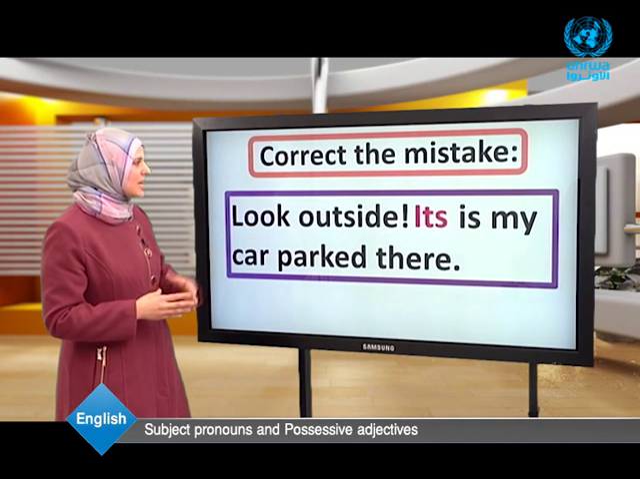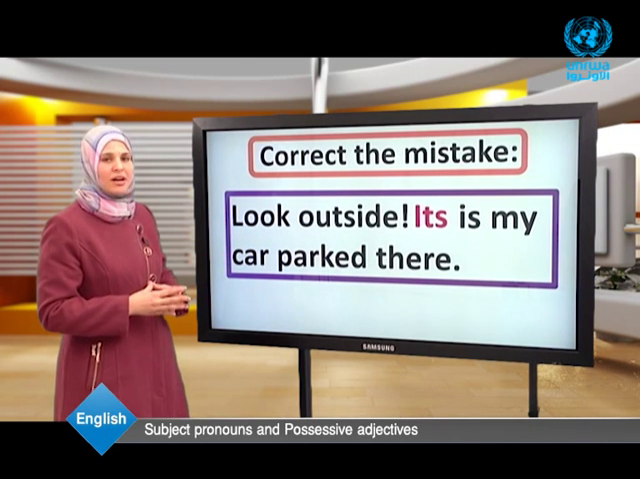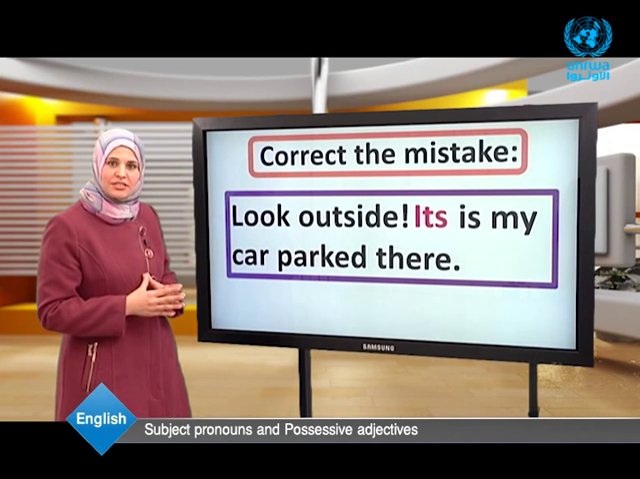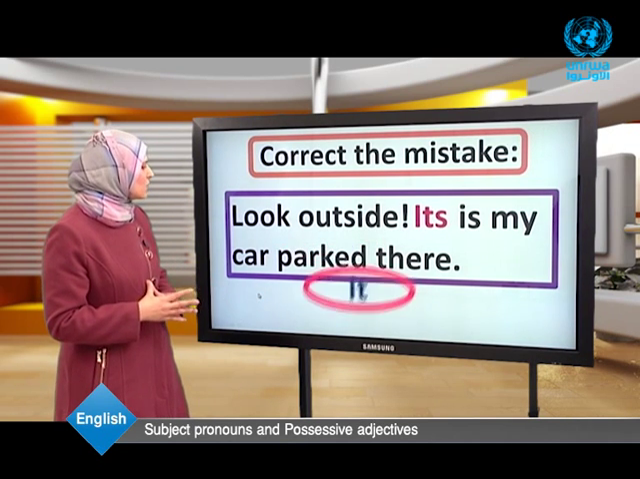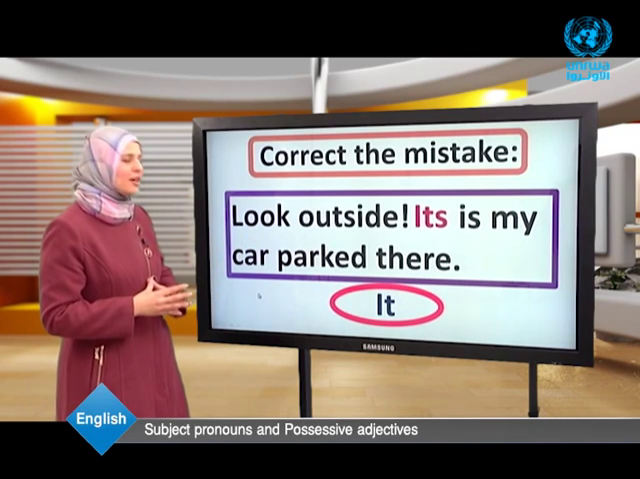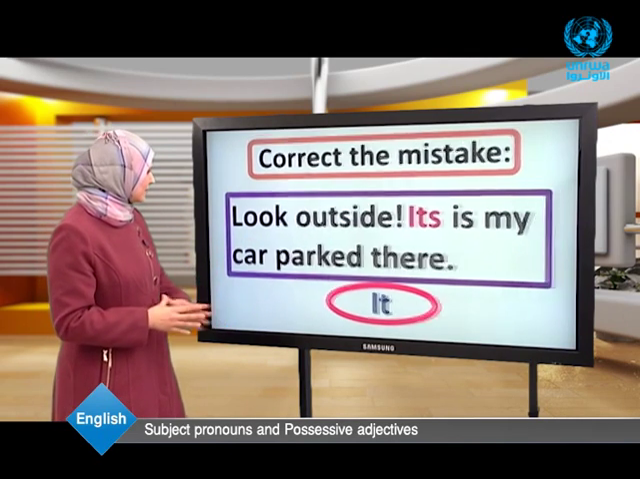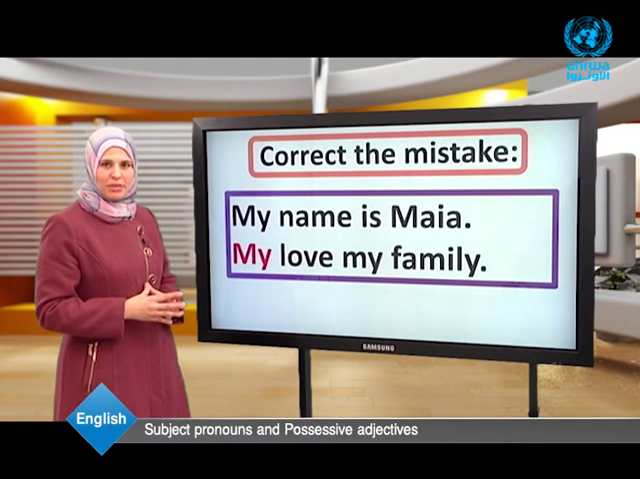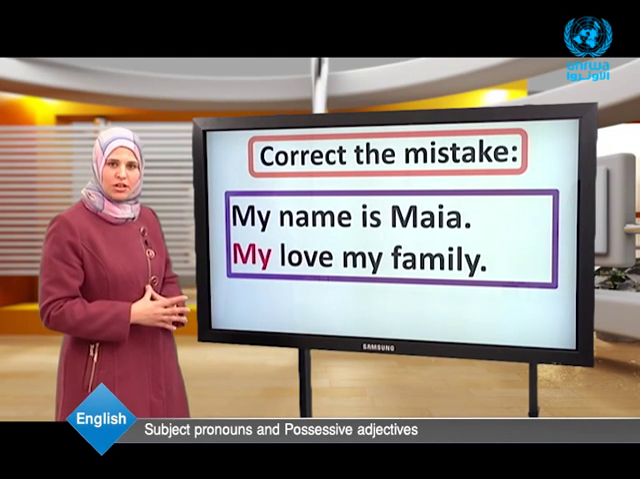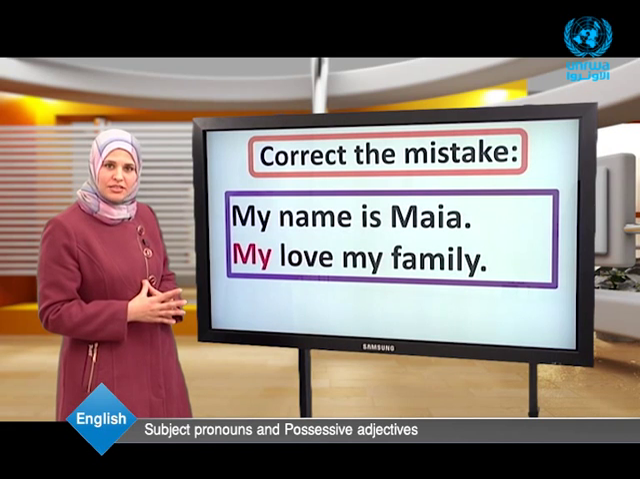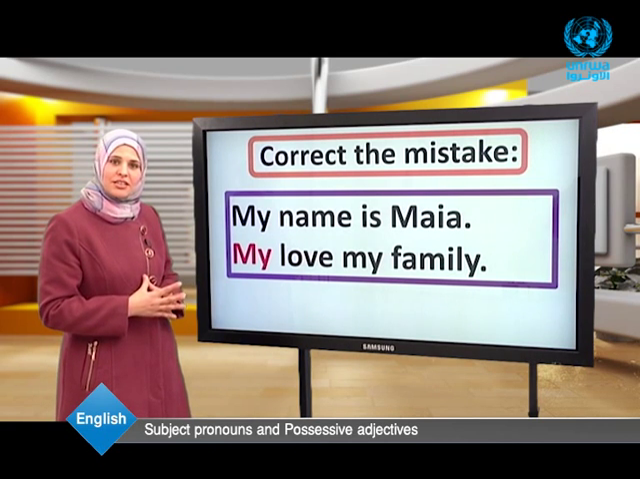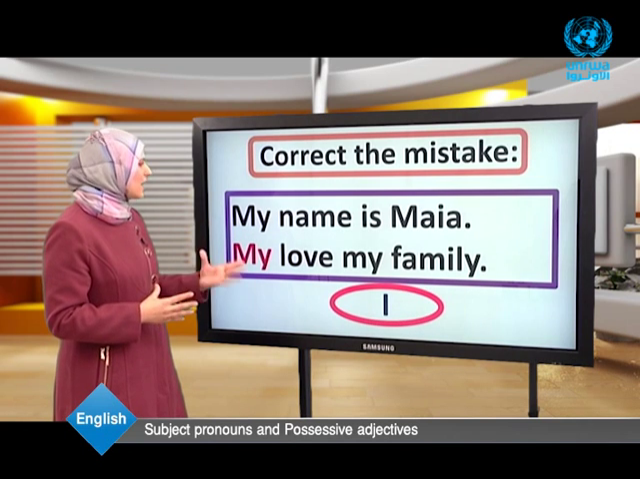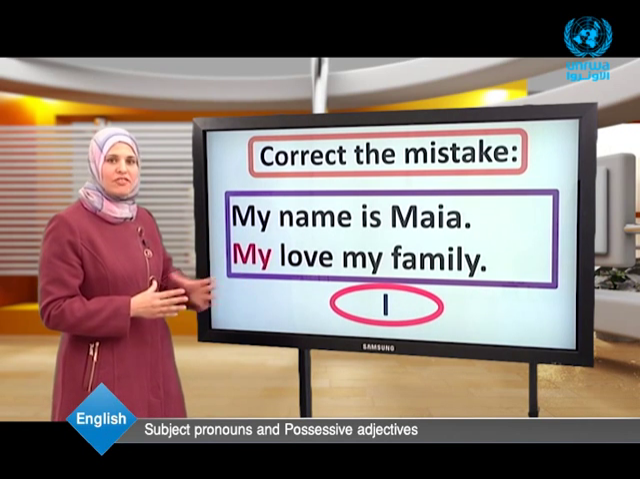Look outside. It is my car parked there. This is wrong. What about the correct answer? Very good, you are. Look outside. It is my car parked there. Another one. My name is Maya. My love, my family. Of course, this is wrong. What about the correct answer? Very good, you are. My name is Maya. I love my family.